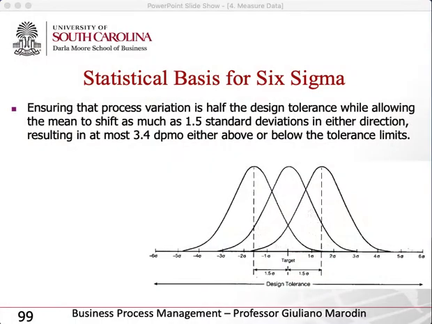Okay, so K sigma level, what does that mean? It means how many sigma levels my process is, right? As you know, in Six Sigma we want to have a Six Sigma process, right? But in most cases, the processes are not Six Sigma, or are Two Sigma, or One Sigma, or Three Sigma. How many sigmas is your process? That's what the K sigma level is going to tell you, okay?